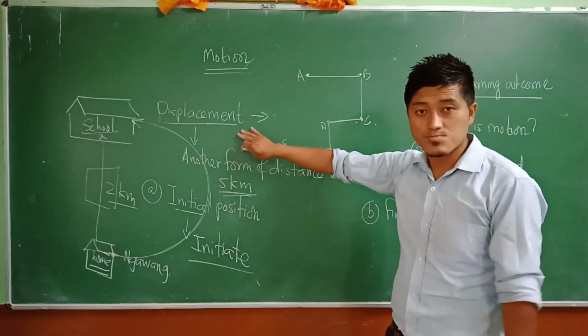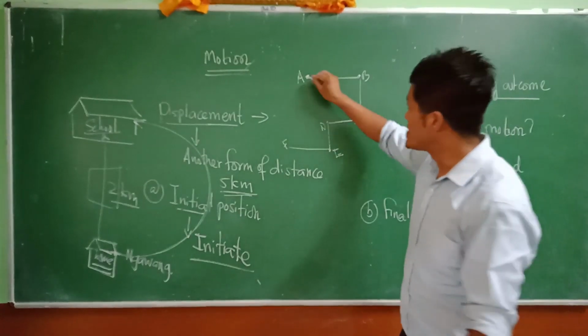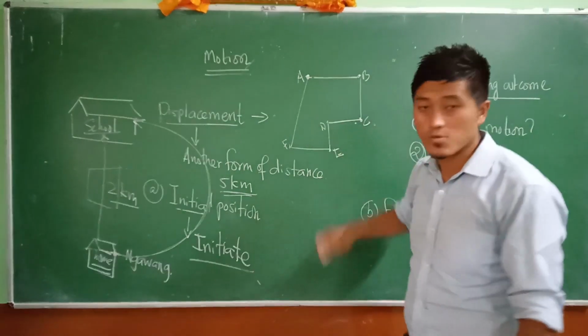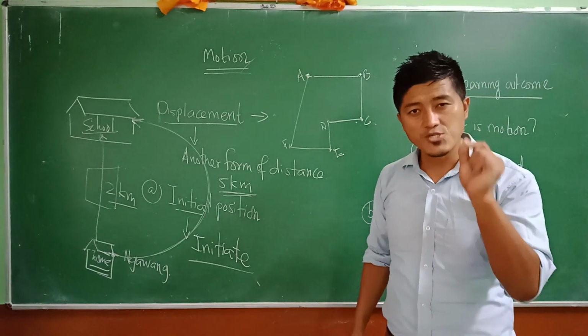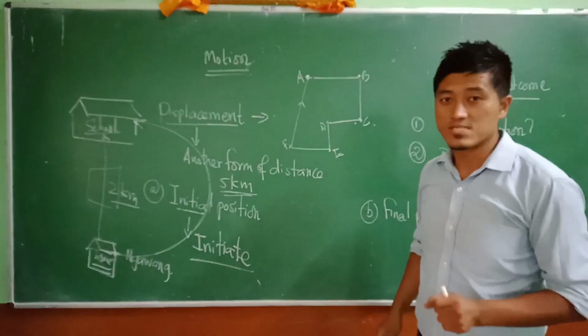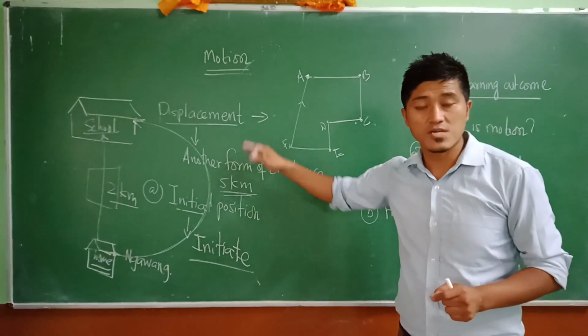But in the case of displacement, we are not concerned about all the pathway, but we are more concerned about the initial position and the final position, and the shortest route between these two is referred to as displacement. So whenever you are mentioning anything about the displacement, there is always a direction in that displacement. Is that clear? So how do I define displacement?